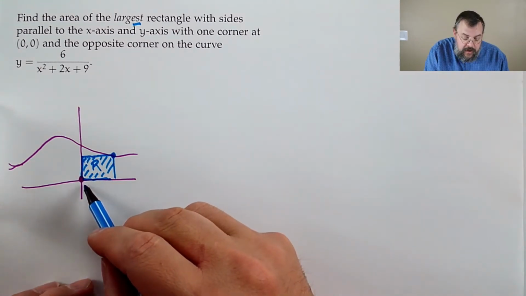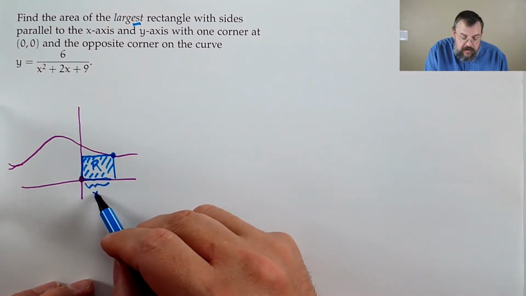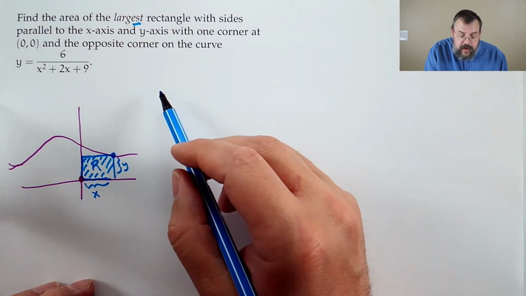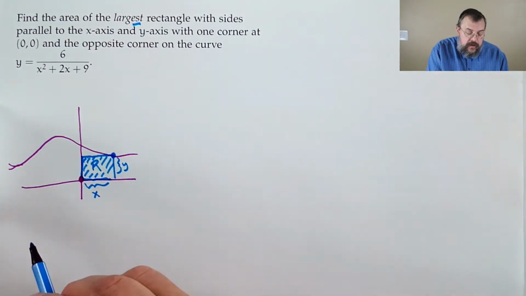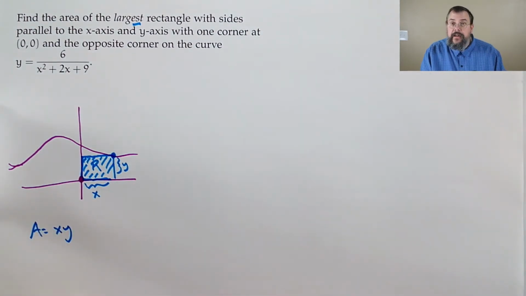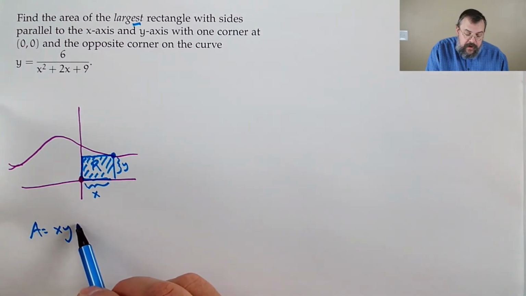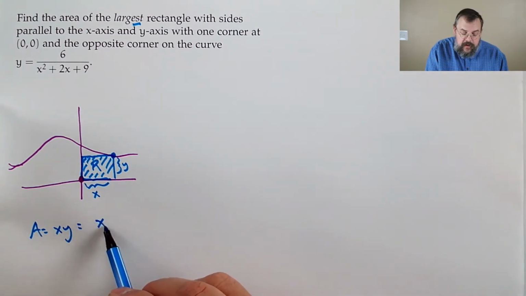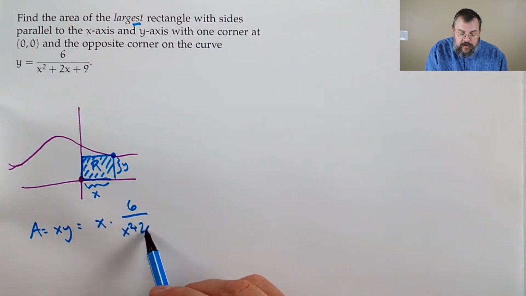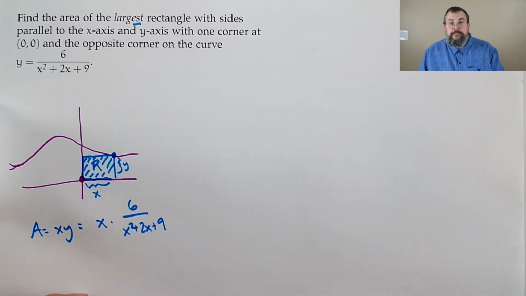So I could say, well, if we call this x and we call this y, then what we could say is that our area is x times y, right? Well, that would mean our area would be x times 6 over x squared plus 2x plus 9. All right, good.